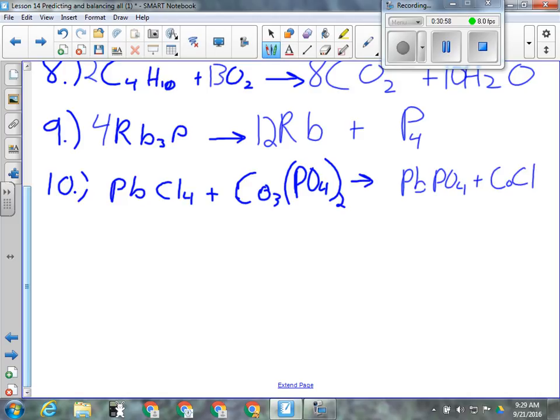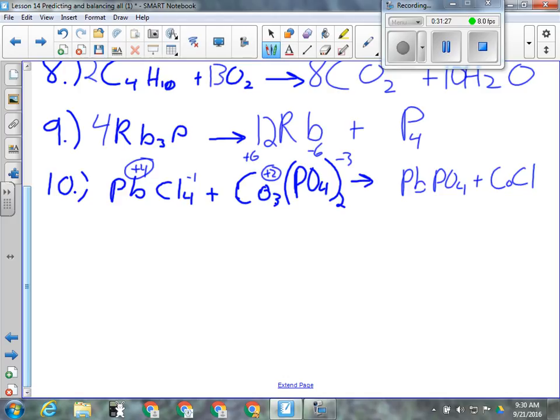Do I have any multivalent metals in there? Both of them are. So over here, chlorine's a -1. That means that this lead had to be the lead of the 4+ variety. And over here, phosphate's a -3, which gave me a total of 6 negative charges. So I have 6 positives, 3 of these. That means cobalt was a 2+. So I've got 4+ lead, and I've got 2+ cobalt.